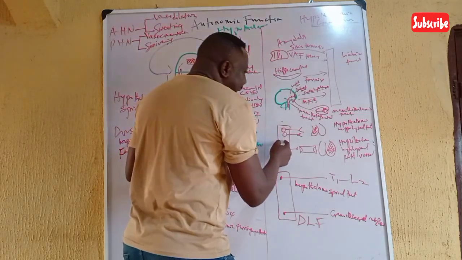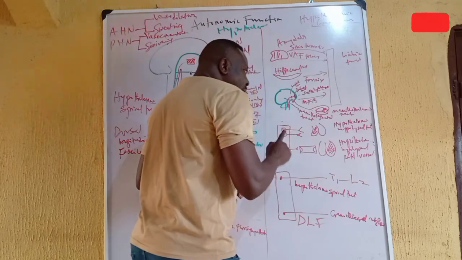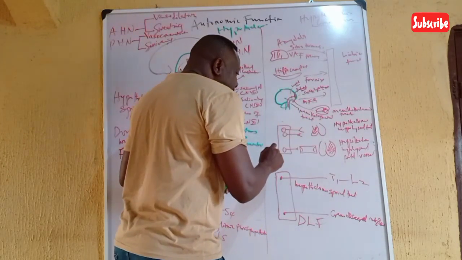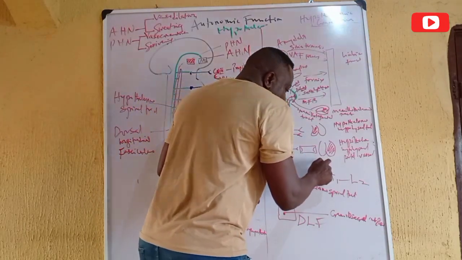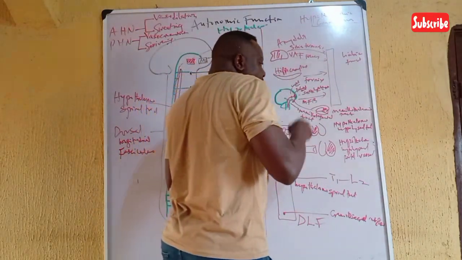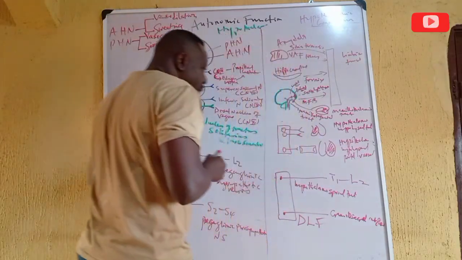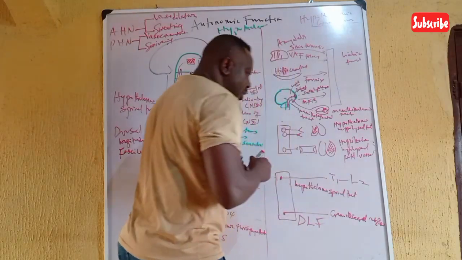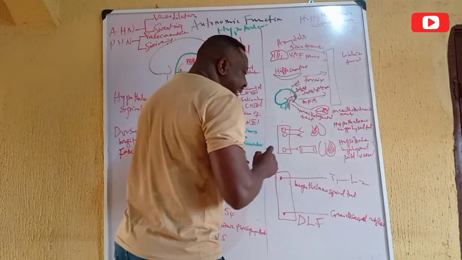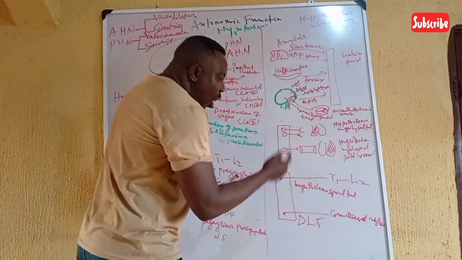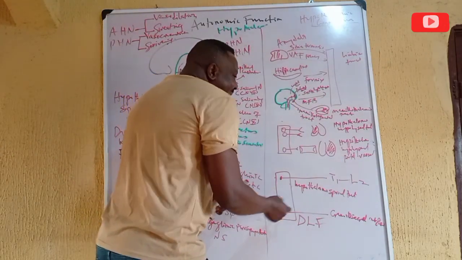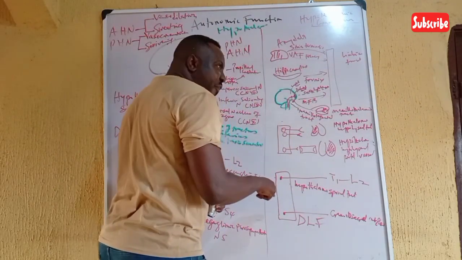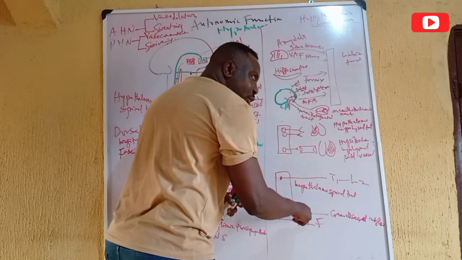Also there's a connection between the hypothalamus and the posterior pituitary. That connection is known as the hypothalamo-hypophyseal tract. Also there's a connection between the hypothalamus and the anterior pituitary. That connection is known as the hypothalamo-hypophyseal portal system. Also, there's a connection between the hypothalamus and the thoracolumbar portion of the spinal cord. That connection is known as the hypothalamospinal tract. And also, there's a connection between the hypothalamus and the craniosacral region of the spinal cord. That connection is via a fiber that is called the dorsal longitudinal fasciculus.